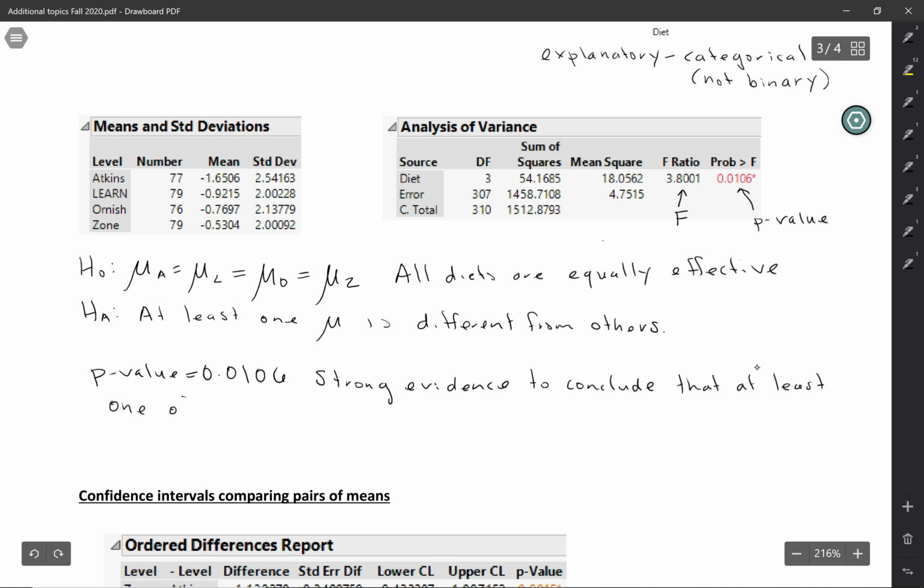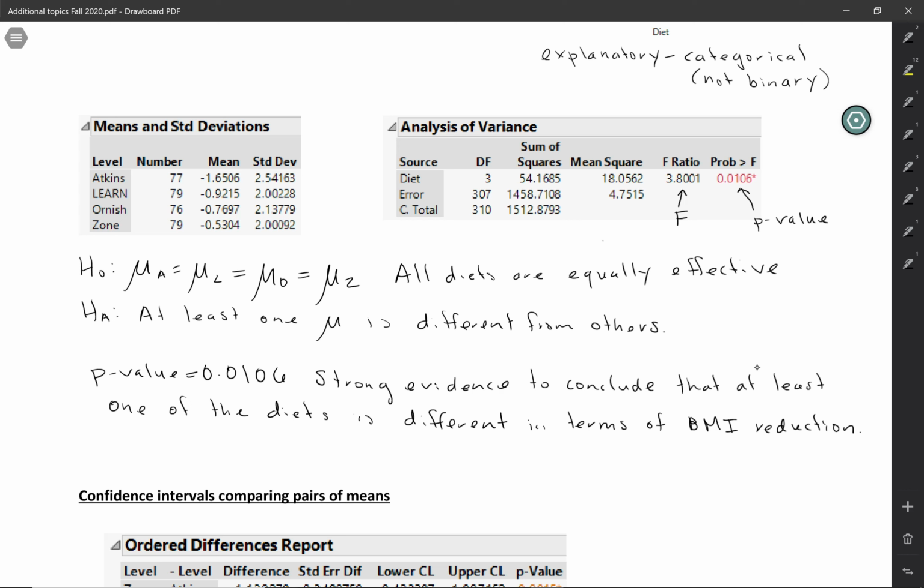So at least one of the diets is different. And when we say different, we mean different in terms of BMI reduction. So we're not looking at anything else here, like how well people can adhere to the diet or other health benefits or anything like that. We're just looking at BMI reduction here.